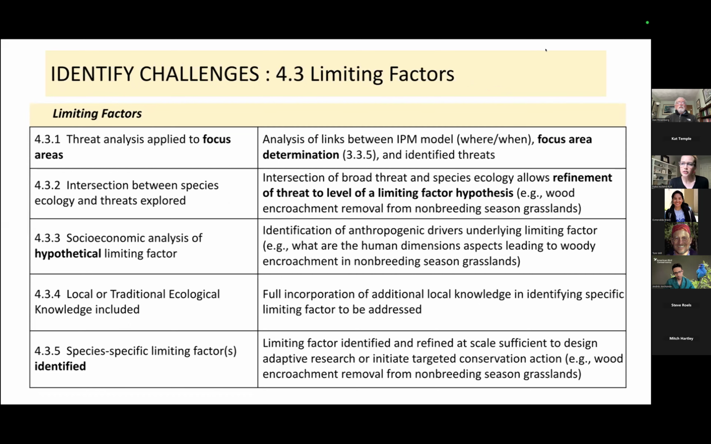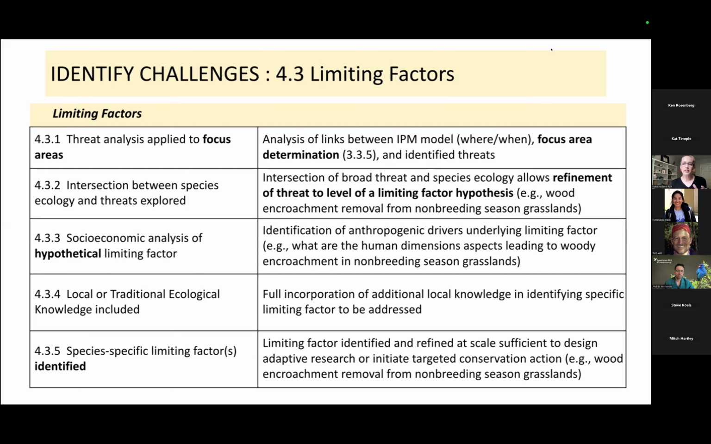So moving forward to the third segment in this section, which is focused on limiting factors. I think this is moving towards generally what Ken was describing: moving from these threats and thinking, okay, we've identified these threats at the landscape level, but what is it about that threat that is important to the recovery of this specific bird? And how can we really pinpoint what that is, where it is, when it is, to identify these limiting factors?